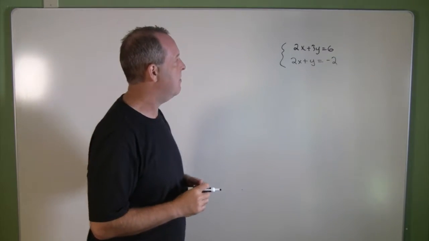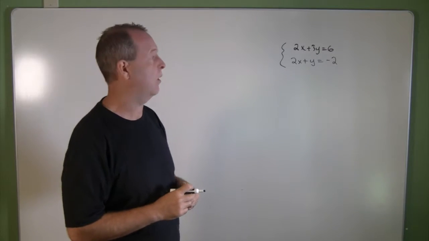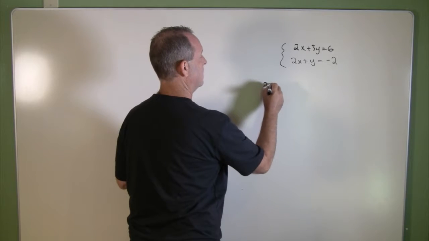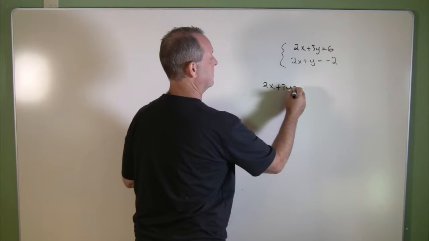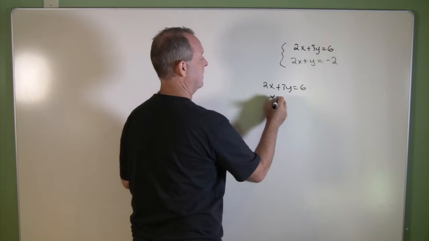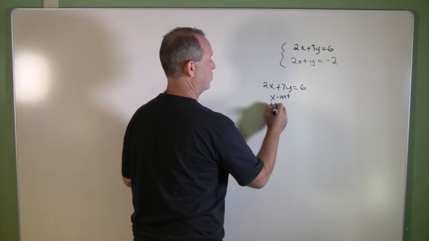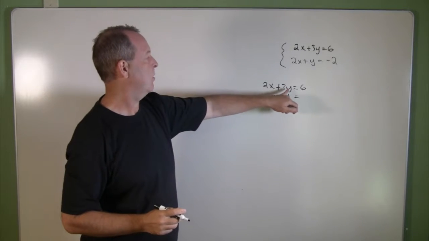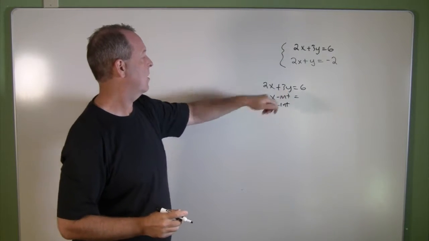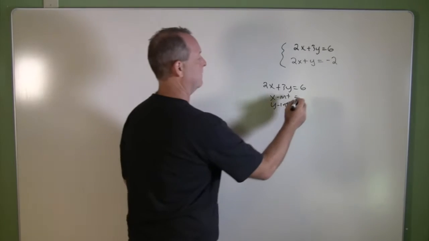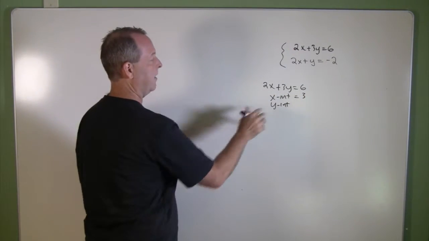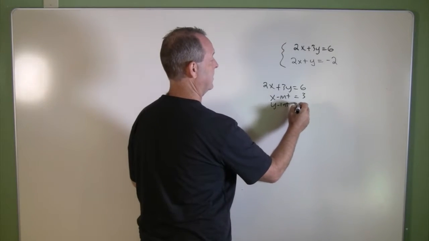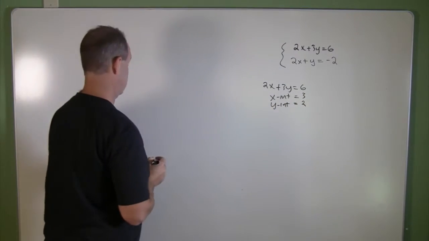Both of these are set up where I might be able to inspect and see what their x and y intercepts are. So with this first line, 2x plus 3y equals 6, its x-intercept and its y-intercept. Its x-intercept happens when y equals 0, so its x-intercept is 3. Its y-intercept occurs when x is 0, and its y-intercept is a 2. So I can graph that.